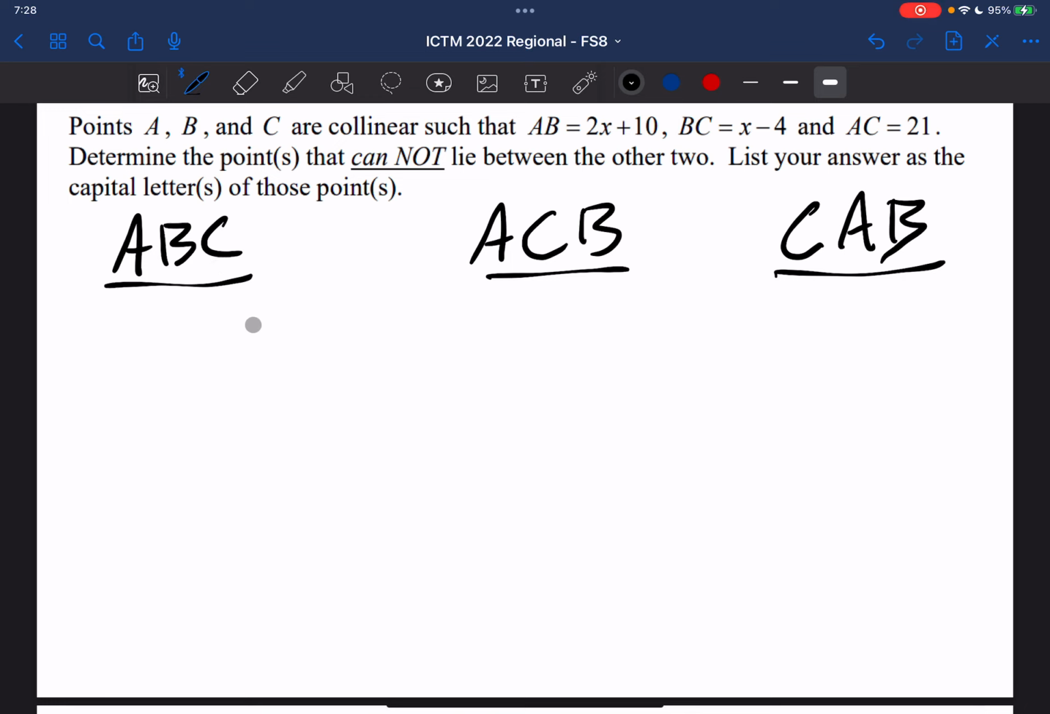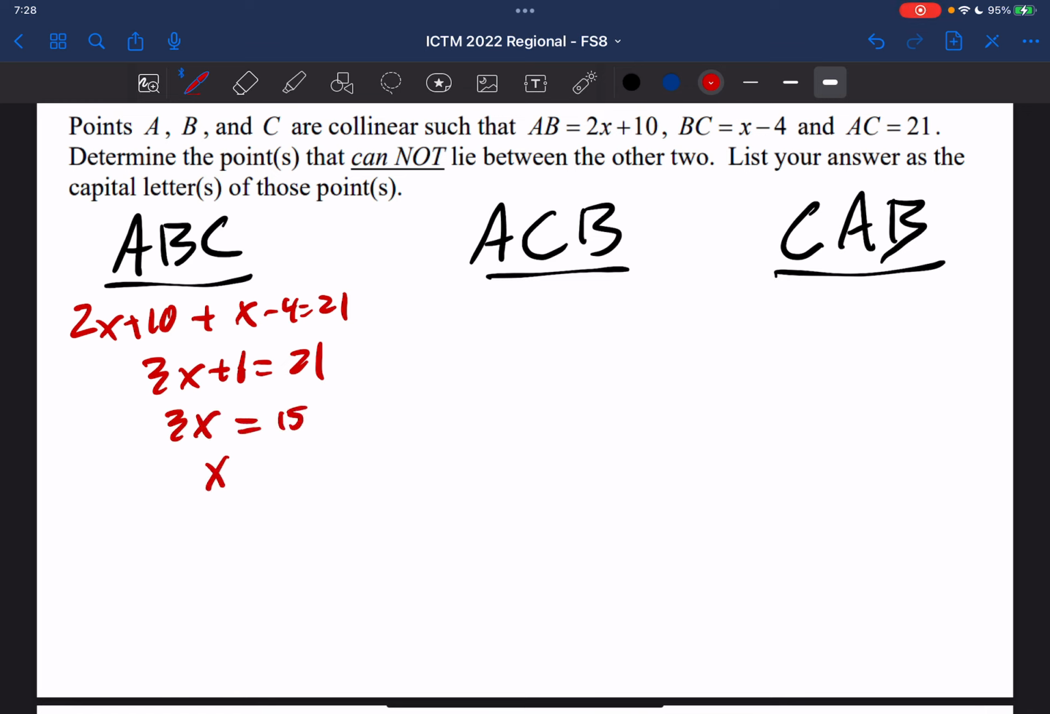So in this situation, we've got 2x plus 10 plus x plus x minus 4 equals 21. So we have 3x plus 6 equals 21. So if I subtract the 6, we get 15, and x equals 5. So that one's okay. B can be in the middle, no problem.